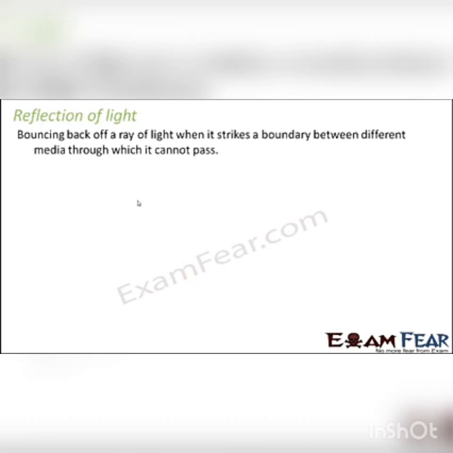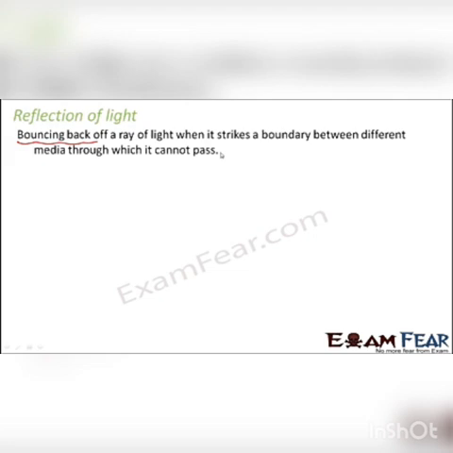Reflection is bouncing back of a ray of light when it strikes a boundary between media through which it cannot pass. What does it mean? It means that light will always come from a source. So any object which is luminous, which is capable of producing light, so light will obviously come from that object. So how will the light come? It will come in the form of rays.